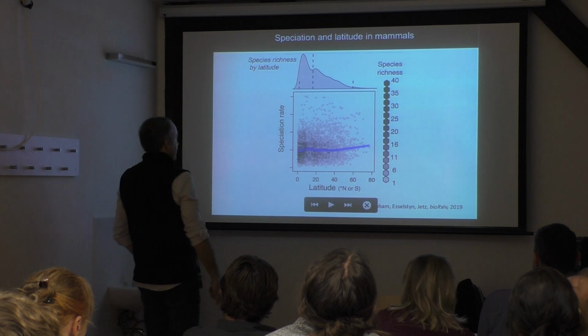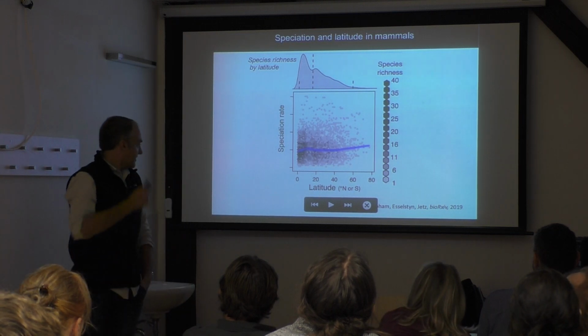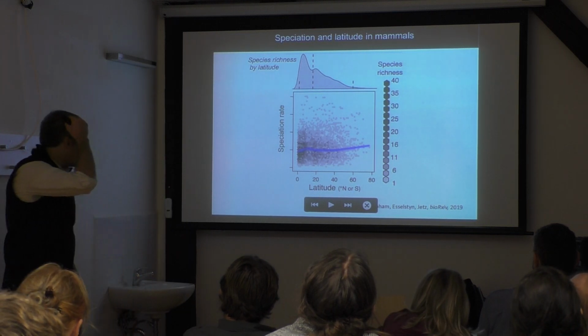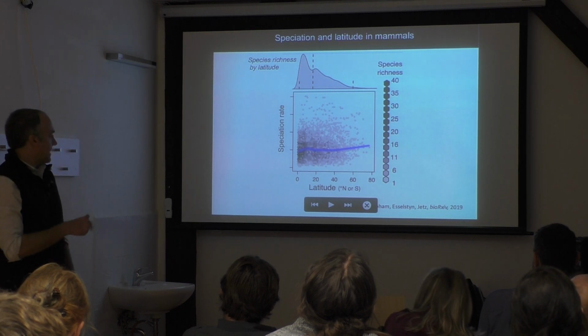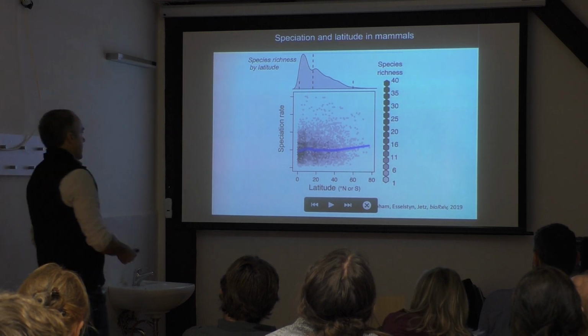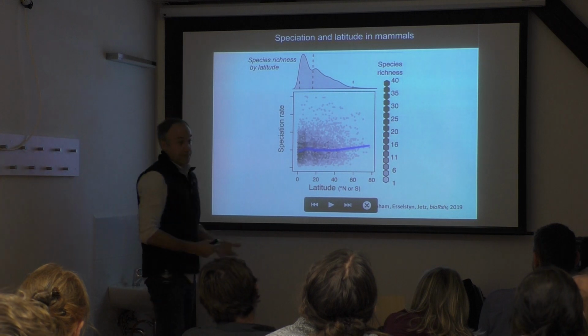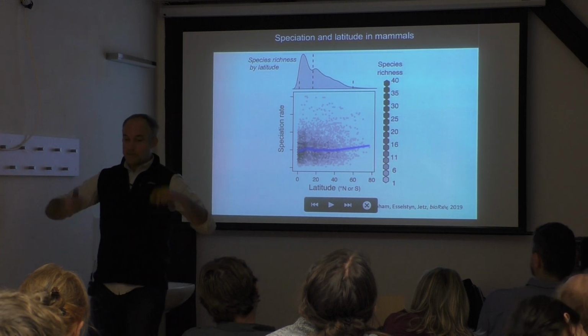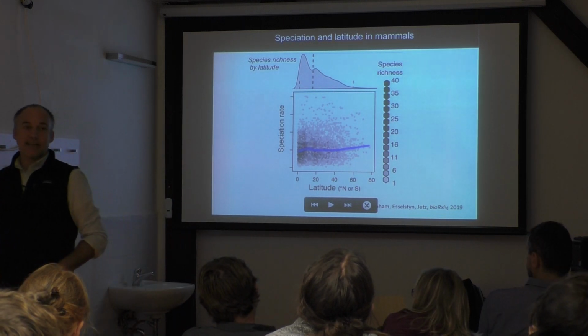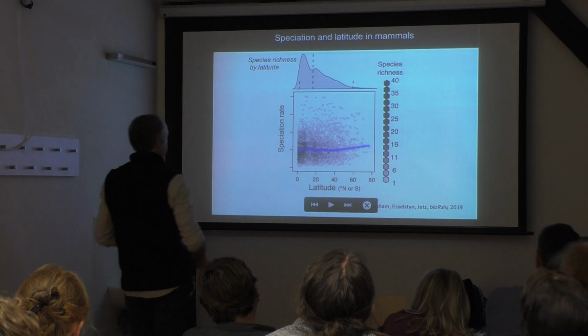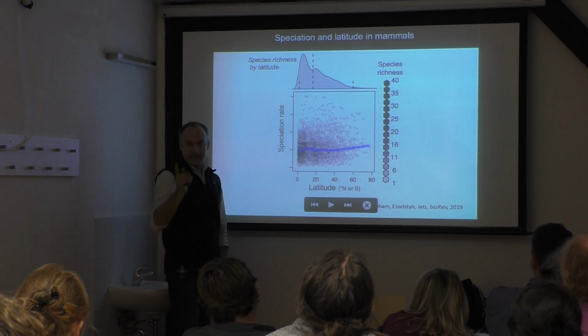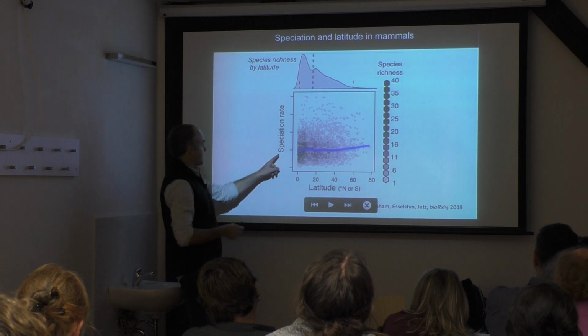This is another paper that's on bioRxiv now. This is Nate Upham, Jake Esselstyn, and Walter Getz, a paper on bioRxiv this year. This is a really nice paper. They built this amazing phylogeny for mammals and then modeled diversification rates a whole bunch of ways. And they basically reconstruct speciation. They call it diversification, but it's actually speciation.